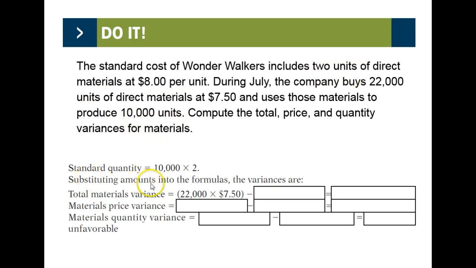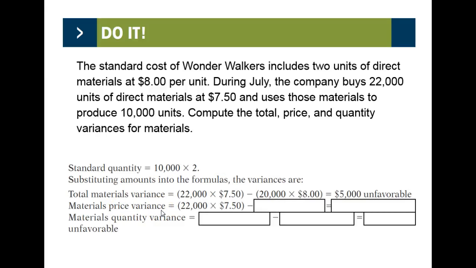The direct materials variance is going to be actual times actual minus standard times standard, okay? The material price is going to be actual times actual minus actual times standard. This is the price. Okay, but then my question for that one is you get a negative 11,000. So why is that favorable, but the positive 5,000 is unfavorable? Okay, good question. What's 22,000 times 7.50?